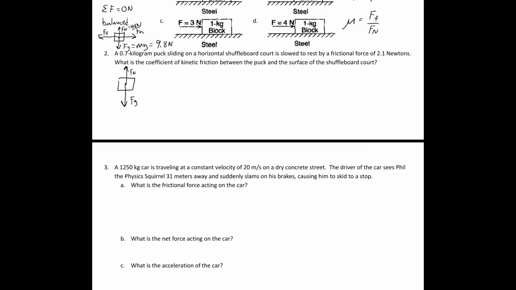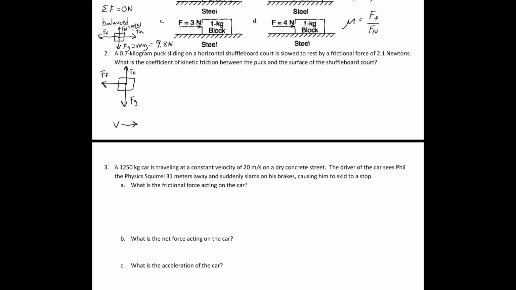Now let's see. It's sliding along the court, and it's slowed to rest. It doesn't say it's being pushed by anything, so I am not going to draw an applied force. There is no applied force in this problem. But it is being slowed down. So even though the velocity is going in this direction, or we could choose what direction, it doesn't say, I always think of it as going to the right. You could choose any direction as long as you're careful with your signs. So let's assume the velocity is going to the right. The frictional force, FF, acts to the left.